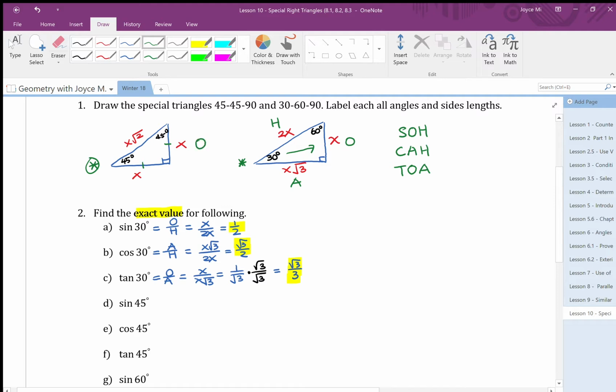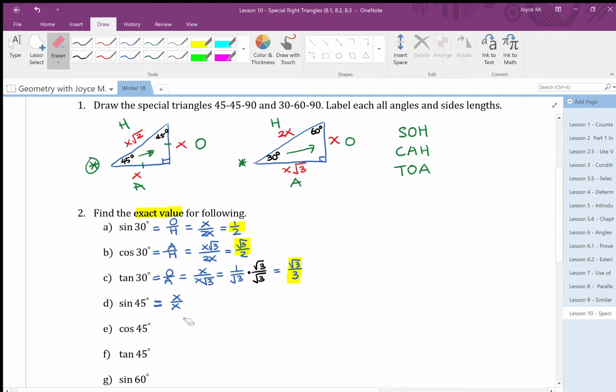So this is my opposite. That's my adjacent. Opposite to 45. Again, this is the opposite, and that's my hypotenuse. So sine 45, again, opposite over hypotenuse, same thing. That is, opposite is my x, my adjacent is also x. Oh, the opposite over hypotenuse, not adjacent.